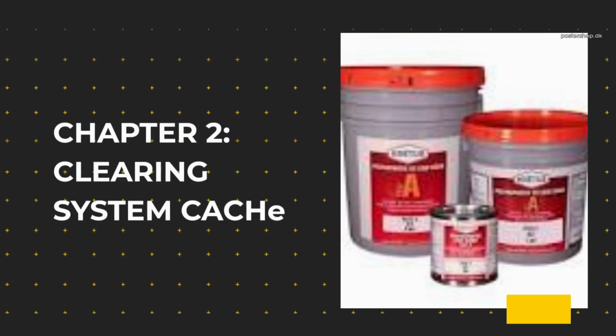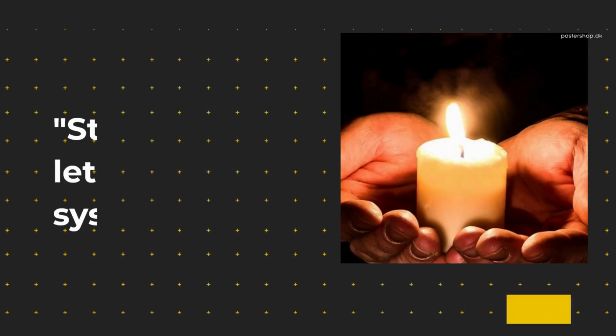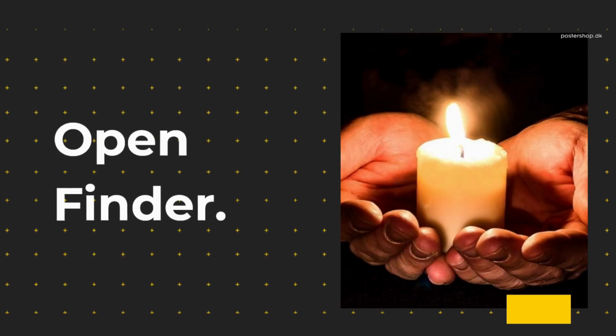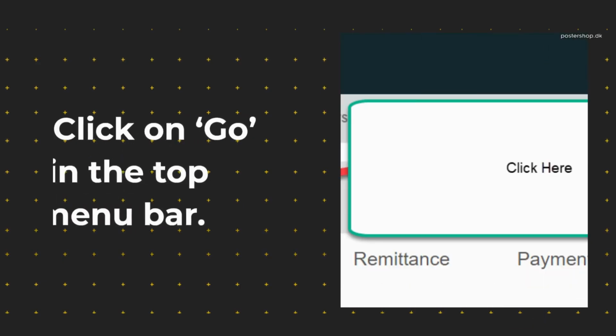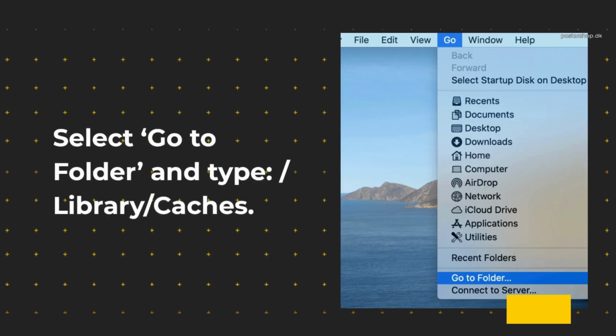Chapter 2. Clearing system cache. Step 1. Let's clear the system cache. Open Finder. Click on Go in the top menu bar. Select Go to Folder, and type Library Caches.